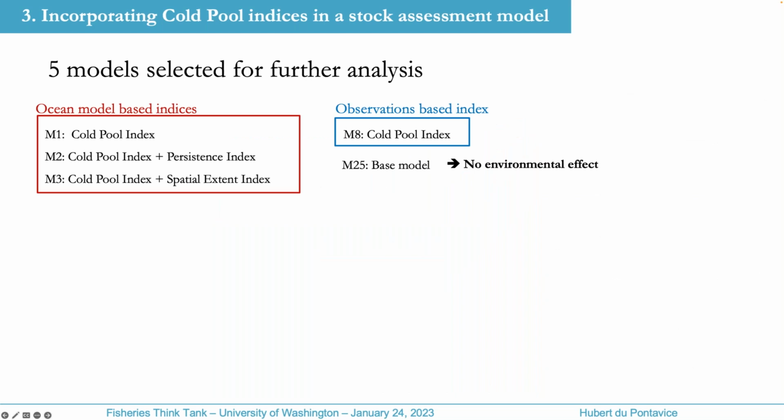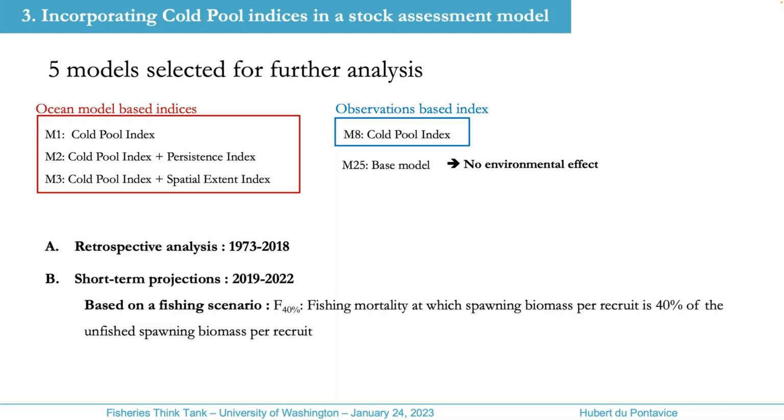Using these 5 models, we conducted 2 types of analysis. To begin, we looked at the retrospective trends and compared the retrospective patterns over the assessment period. And then we produced 4-year predictions using 2 fishing scenarios. But here I'm going to present only one, the F40%. This is a scenario in which we set the future fishing mortality at which spawning biomass per recruit is 40% of the unfished spawning biomass per recruit. So this is the MSY proxy that is currently used for the stock assessment.